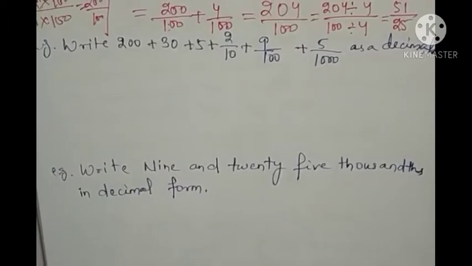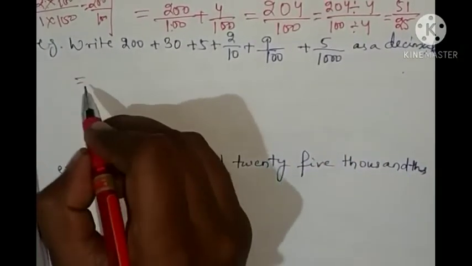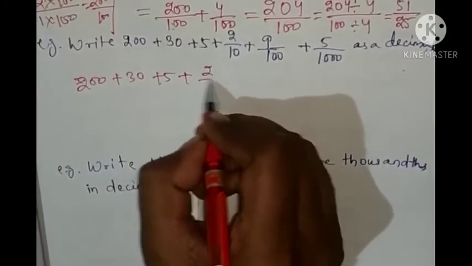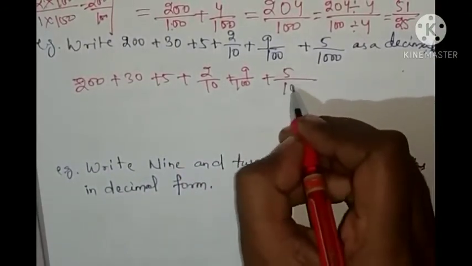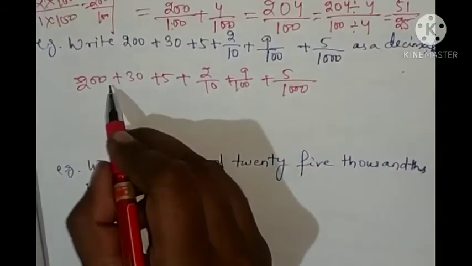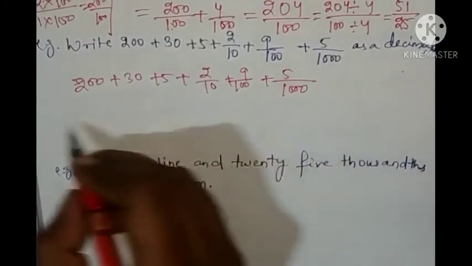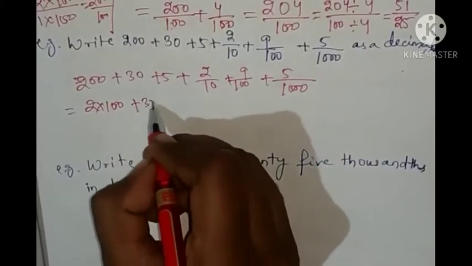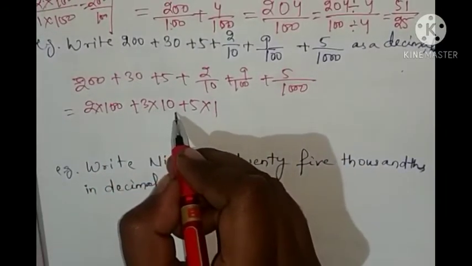Next example, write 200 plus 30 plus 5 plus 2 by 10 plus 9 by 100 plus 5 by 1000 as a decimal. So look at here what is written. 200 plus 30 plus 5 plus 2 by 10 plus 9 by 100 plus 5 by 1000. Means this is 100s place, 10s place, 1s place. This is 10th place, 100th place and 1000th place. What you will write? 2 into 100 plus 3 into 10 plus 5 into 1. We'll find out the place value.